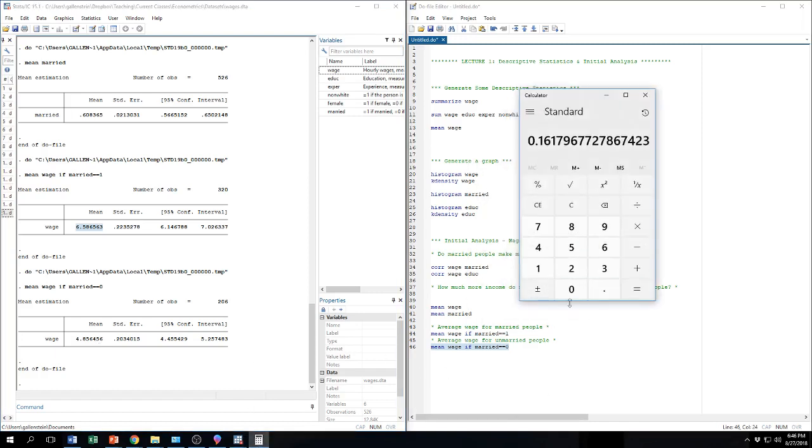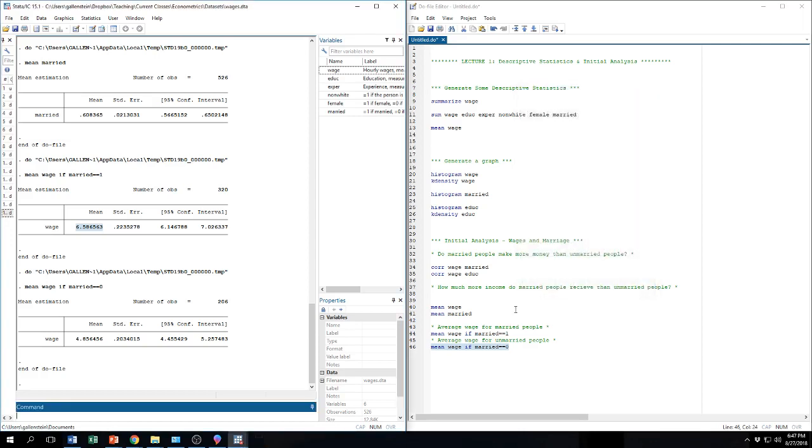We can even calculate the difference. And let's just round it off. 6.59 minus 4.86. Okay. On average, married people tend to make $1.73 per hour more than unmarried people.